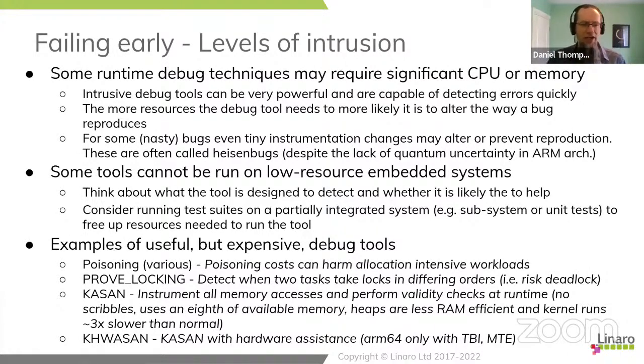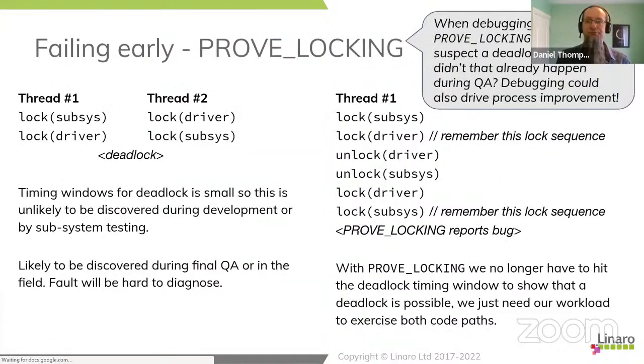But you have to commit 1/8 of your available memory to hold the data structure that decides which part of the actual memory is valid. Heaps become less RAM efficient because we've got to allocate little gaps between them so we can trigger the address space failures. And the kernel overall, with all that instrumentation, will run about 3 times slower than normal. There is also a hardware-assisted version of kernel address space sanitizer that we'll look at in a moment, but again, that has an overhead. So these are expensive tools, but they are very, very powerful, so they pay off for us.